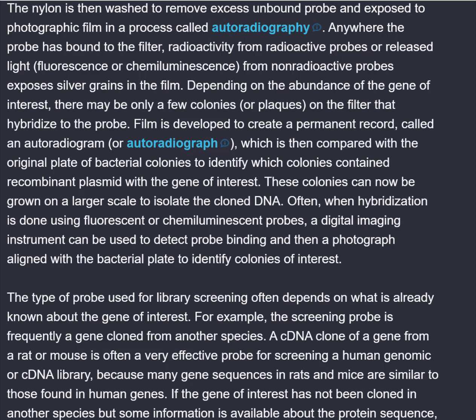Film is developed to create a permanent record, called an autoradiogram, or autoradiograph, which is then compared with the original plate of bacterial colonies to identify which colonies contained recombinant plasmid with the gene of interest. These colonies can now be grown on a larger scale to isolate the cloned DNA. Often, when hybridization is done using fluorescent or chemiluminescent probes, a digital imaging instrument can be used to detect probe binding and then a photograph aligned with the bacterial plate to identify colonies of interest.